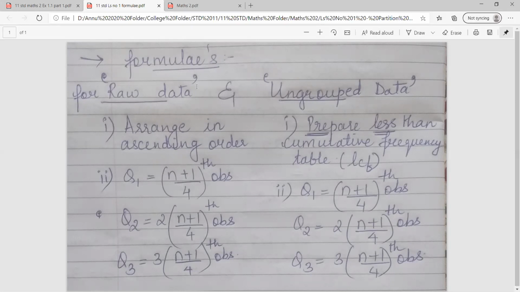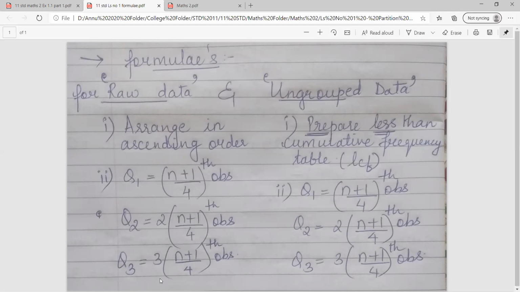The steps to calculate for raw data are, number one, arrange the values in ascending order of their magnitude. After that, for quartile 1, which is also called the lower quartile or 25%, you will use the formula (n plus 1) upon 4th observation. Similarly, for Q2, you will use the formula 2 bracket open (n plus 1) upon 4th observation. For Q3, again you will use the formula 3 bracket open (n plus 1) upon 4th observation.